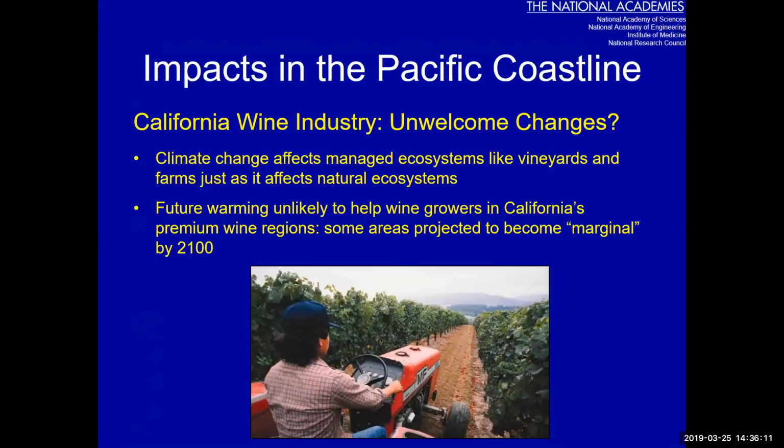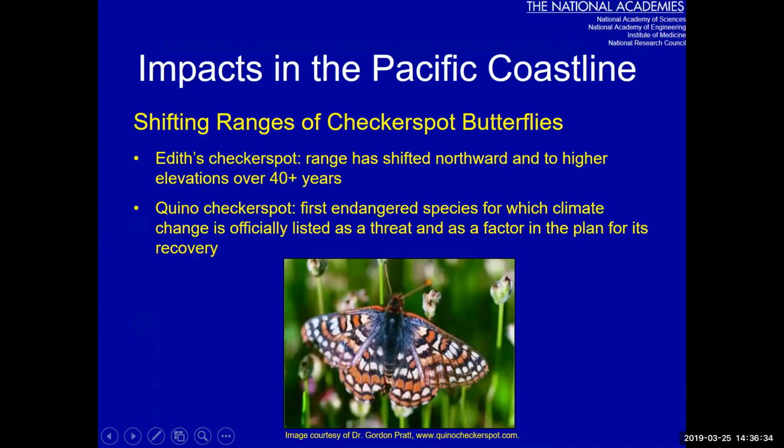Weather is becoming more variable. We've had major droughts in recent years, and of course, wildfires in the news. And some of these prime agricultural wine regions might no longer be as productive as conditions become warmer and as rainfall becomes more variable and less predictable in the future.